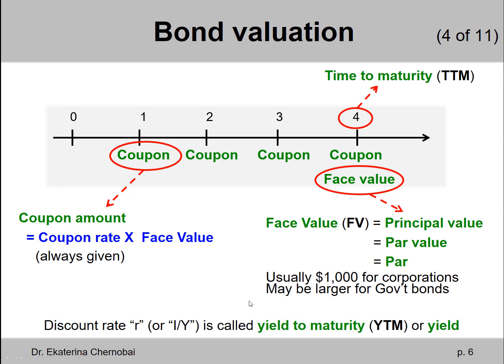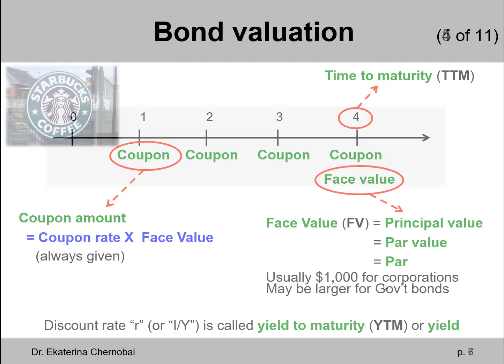And one more thing that is typically given for bonds. That's the discount rate, or I/Y in the financial calculator. When we talk about bonds, we call that yield to maturity, abbreviated as YTM, or simply yield.